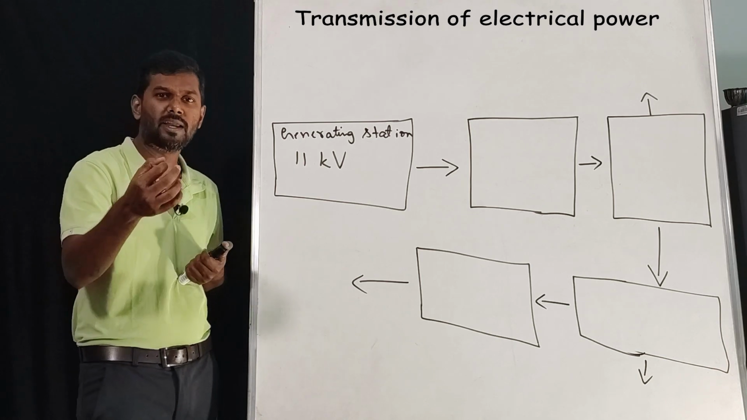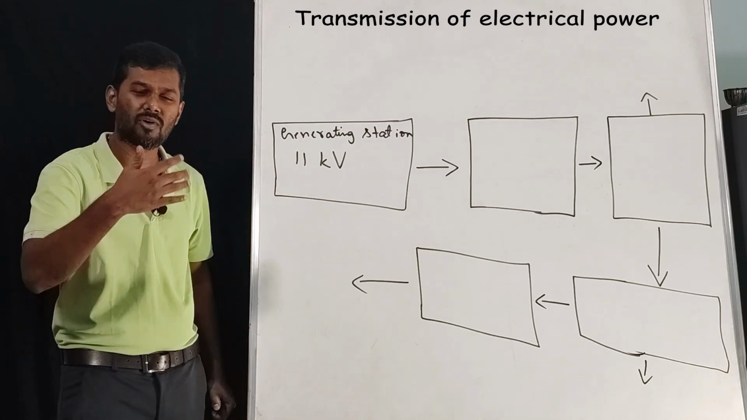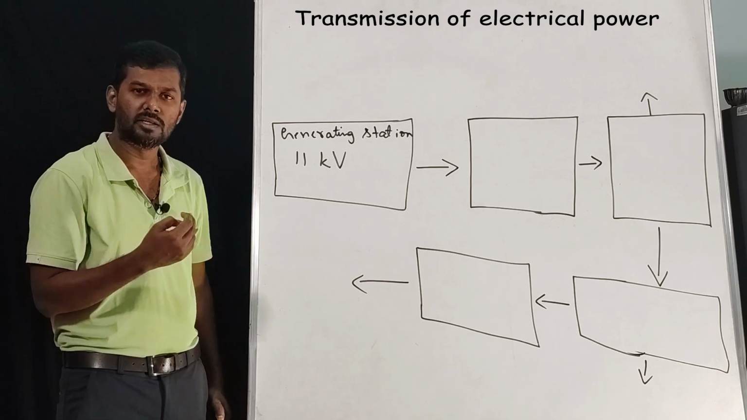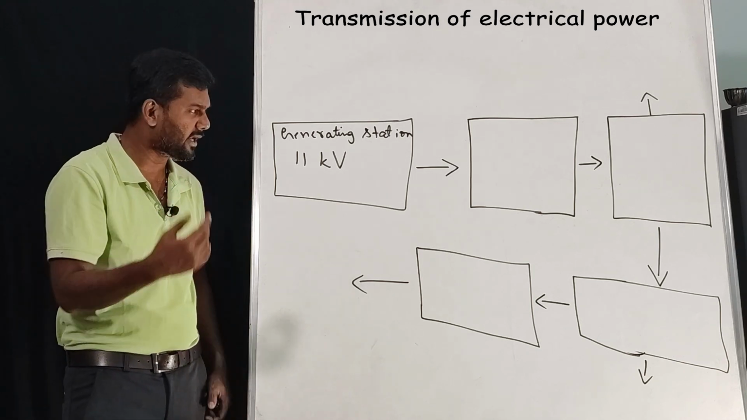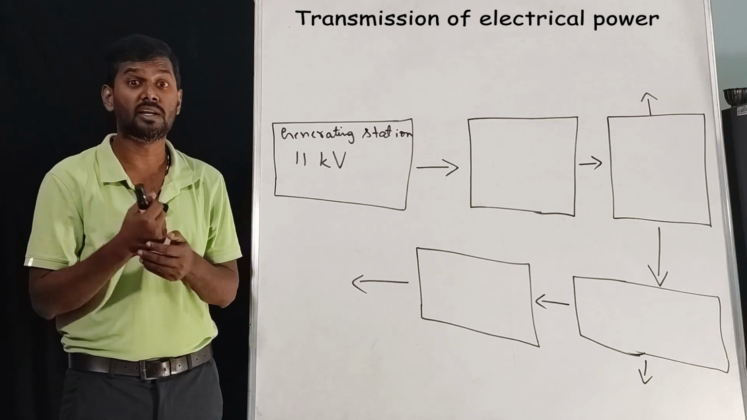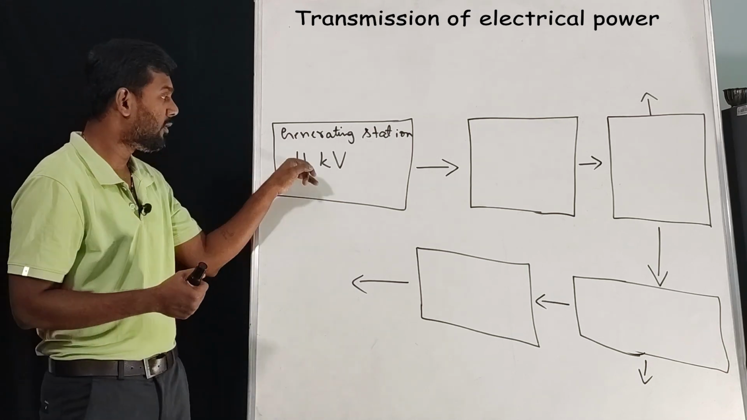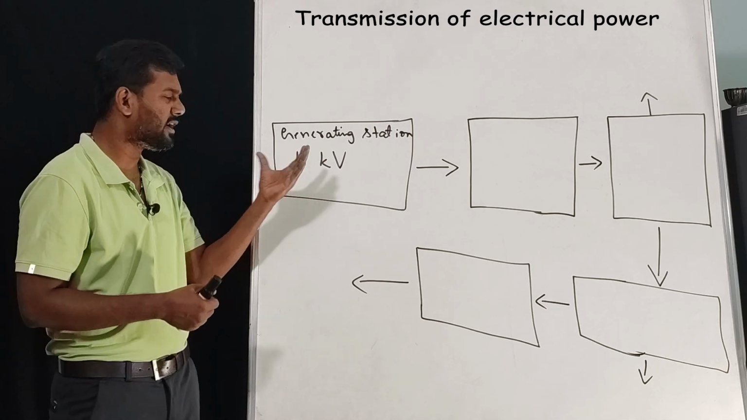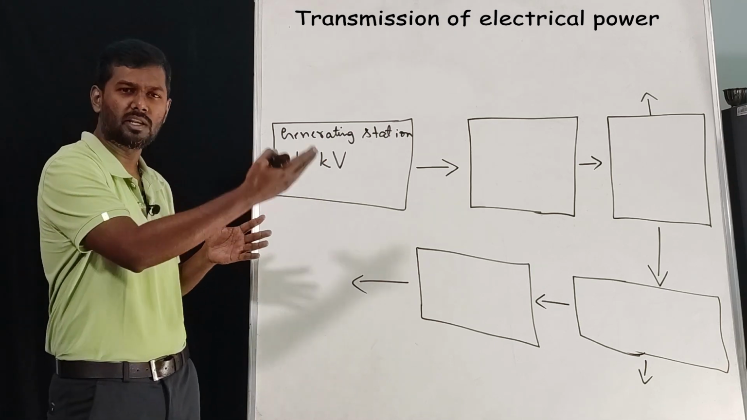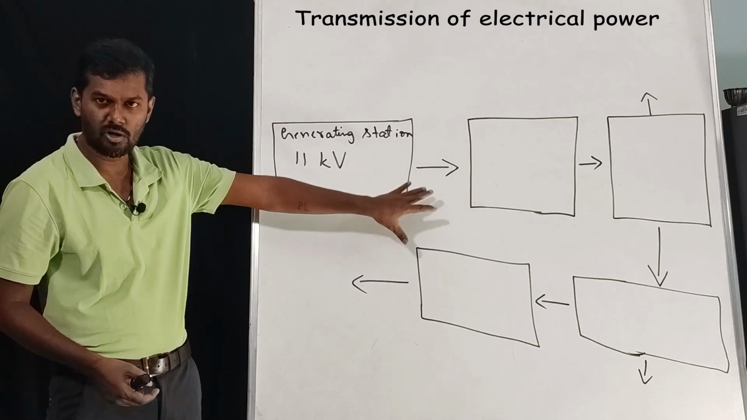You might get a doubt: why only 11 kV, why not more than 11 kV? For many industries, we require 33 kV, 33 kilovolts. But how much are we generating? Only 11 kV. How can we convert this 11 kV into 33 kV and other voltages? That we are going to learn now.